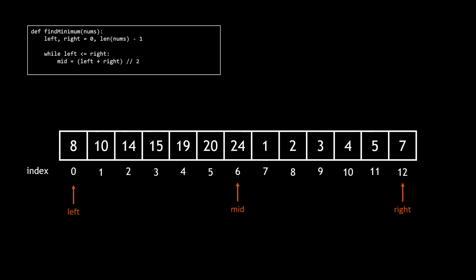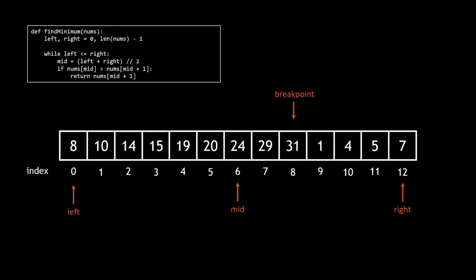Case 1 is that mid happens to be exactly on our breakpoint. We can detect this case if mid is greater than the value directly to its right, and if this is the case, it means that this is exactly the point where our sort breaks, and it's our breakpoint. To handle this case, we just return the number to the right of the breakpoint, which as we discussed earlier is going to be our minimum.